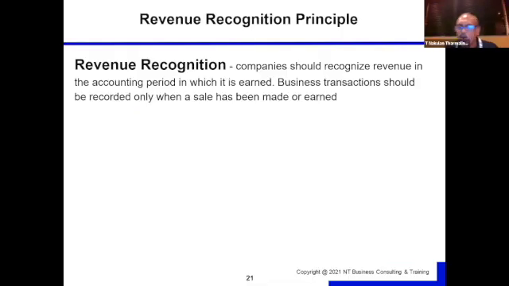Again, a very important emphasis on revenue recognition, one of the principles we talked about. Revenue should be recognized in the period in which it has been earned. A business transaction should only be recorded when the sale has been made or earned. It doesn't say when the money has been received. It is only at the time when you invoice.